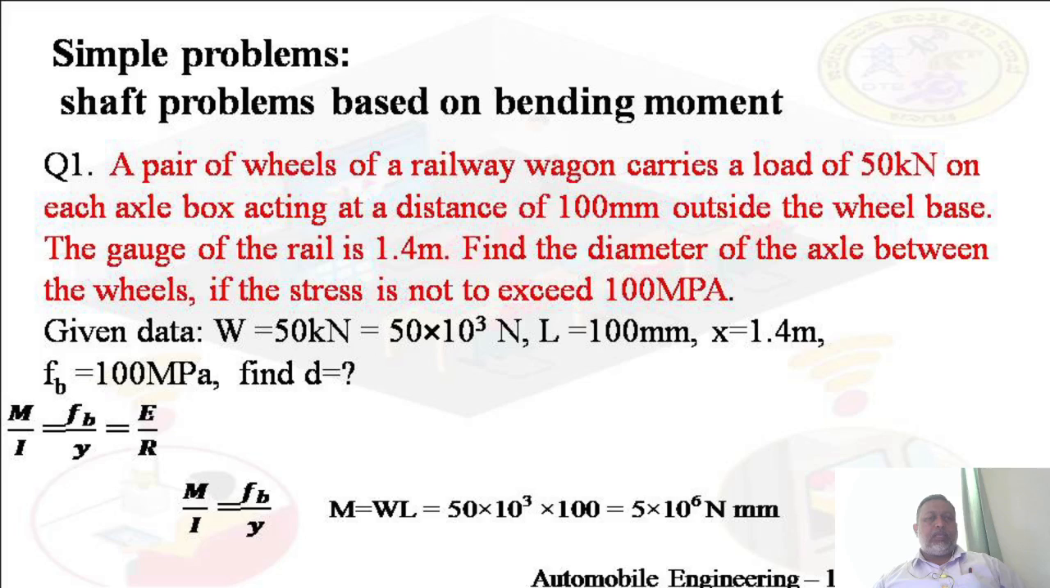The data is like this. That is, load is given. You can take it as W or F or P also. Here I have taken W, that is 50 kilonewton, and it becomes 50 into 10 raised to 3 Newton. This kilo has been converted in terms of 1000.